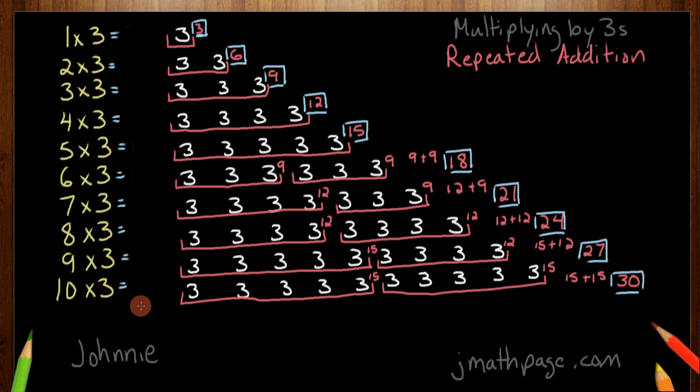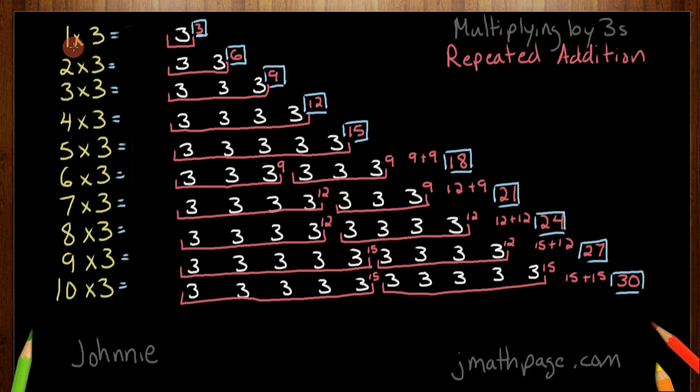Let's do it differently now. Let's try it mixed up. Ready? 2 times 3 equals. 9 times 3 equals. 3 times 3 equals. 8 times 3 equals. 1 times 3 equals. 10 times 3 equals. 4 times 3 equals. 7 times 3 equals. 5 times 3 equals. 6 times 3 equals.